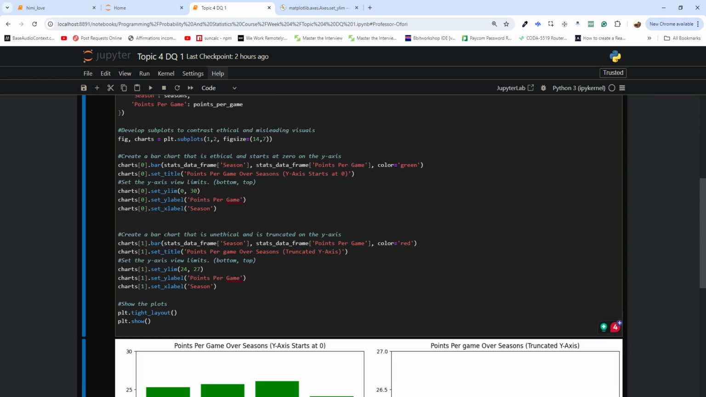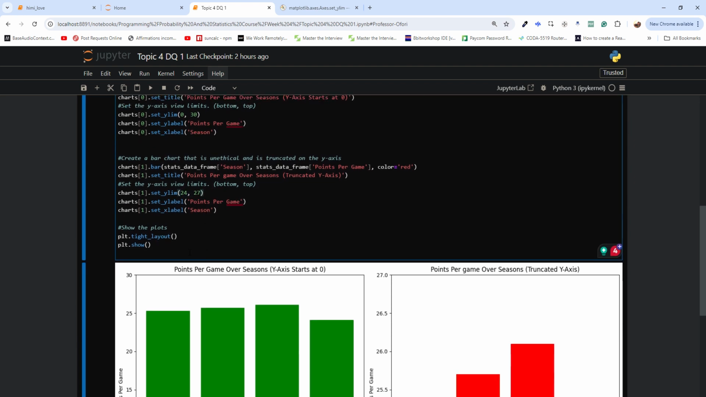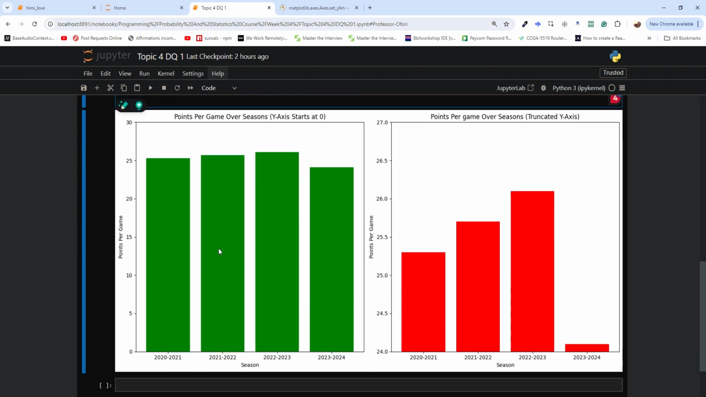For the second bar chart, this is going to be an unethical version where we truncate the y-axis, and so we're going to set the y-axis view limits from 24 to 27, and then we're going to display the plots. So in this first chart, the vertical axis starts at 0, showing the player's points per game over four seasons in a clear and accurate way.